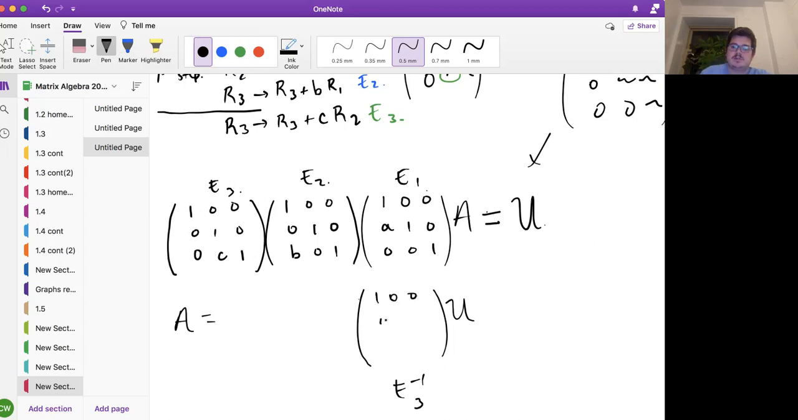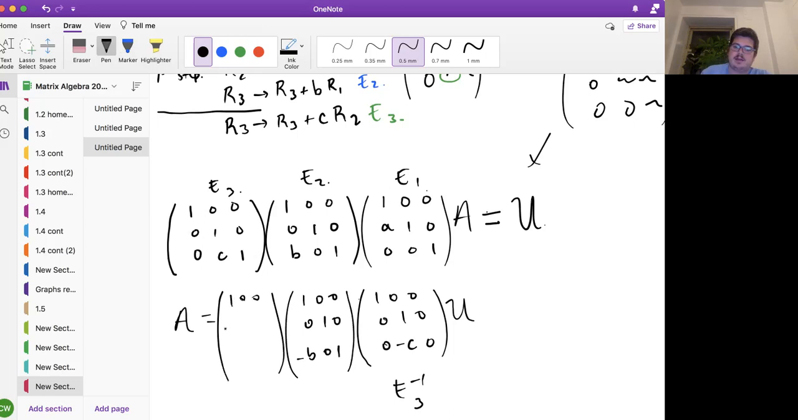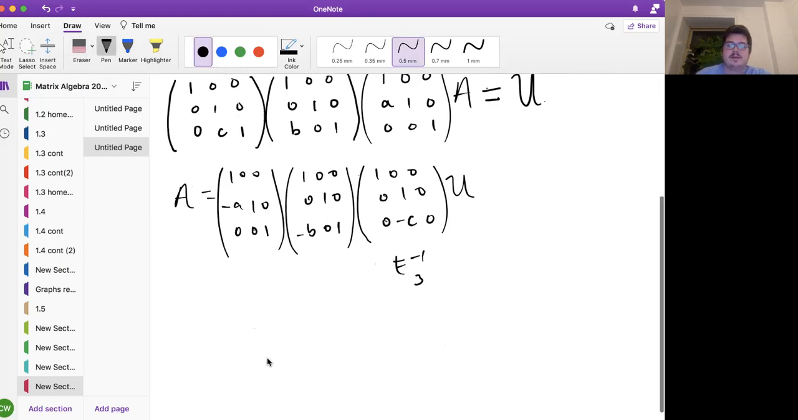So E3 inverse, you just get a negative C. For E2 inverse, just get a negative B. And E1 inverse, you get to have a negative A there. Okay.